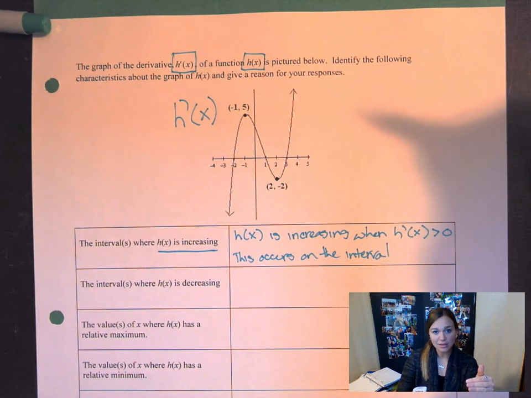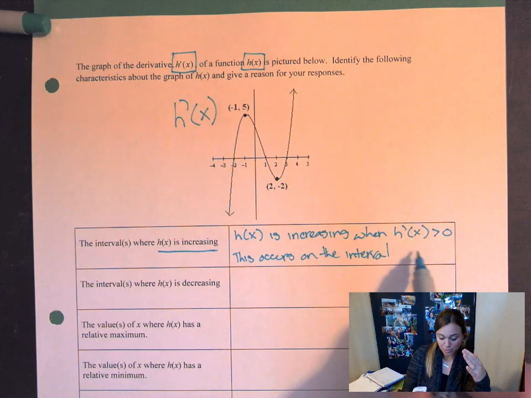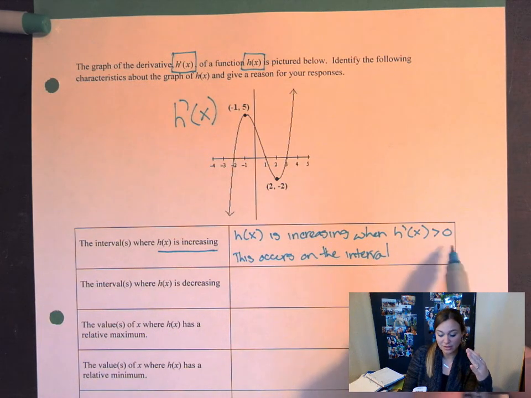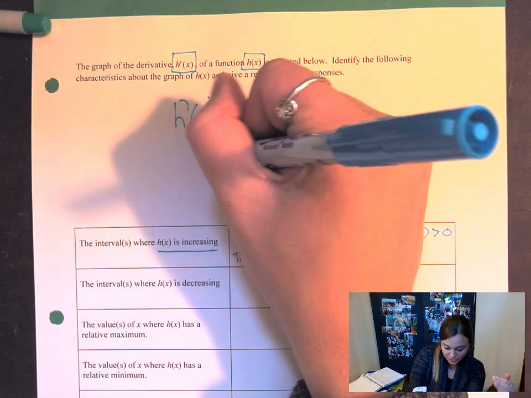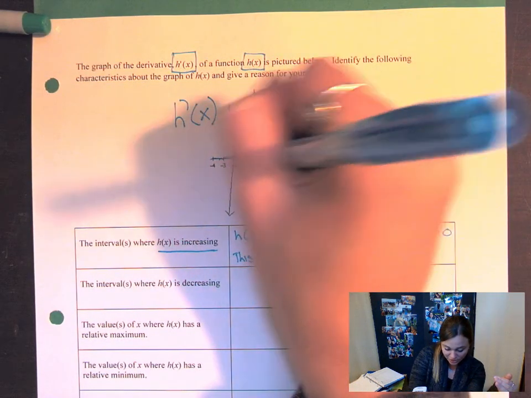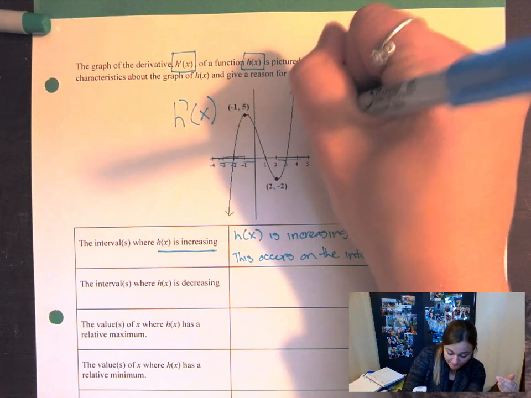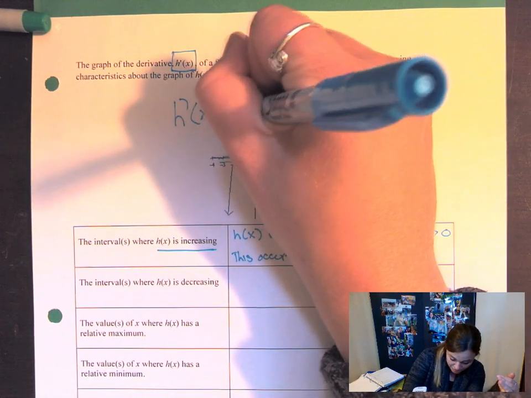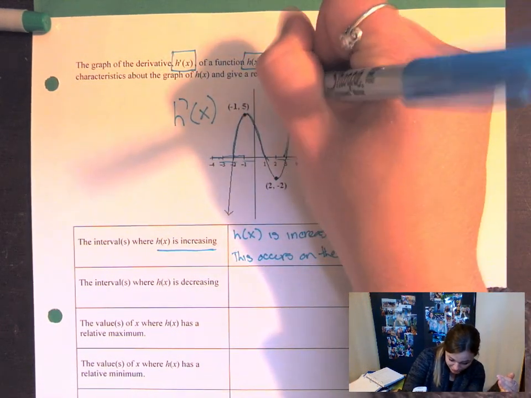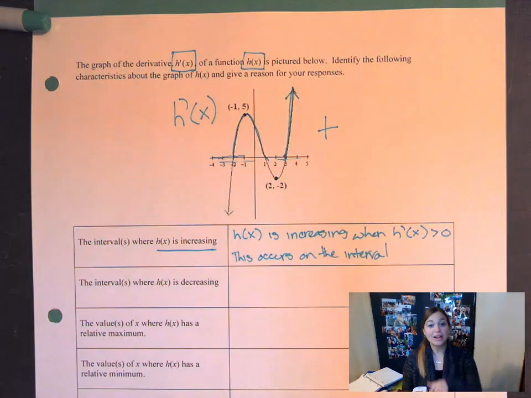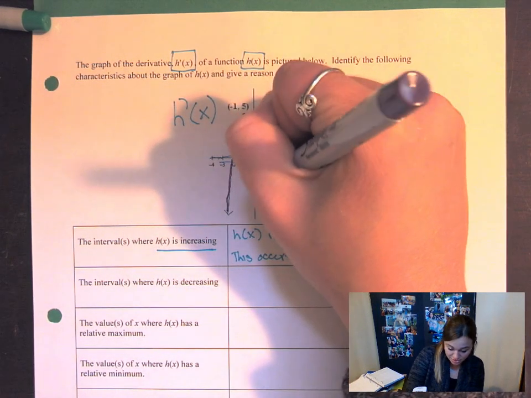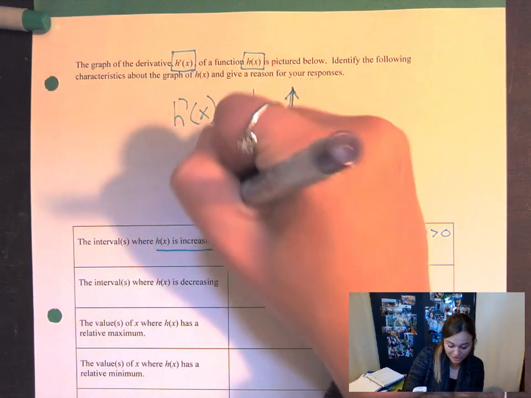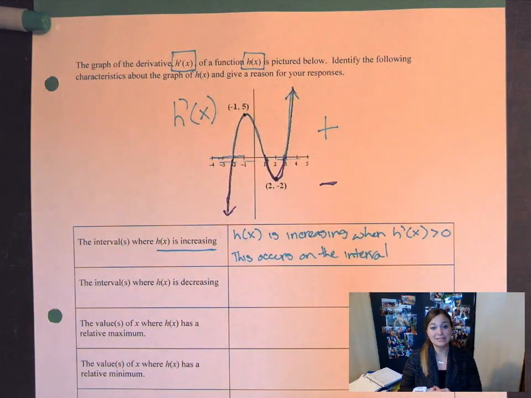So what you need to think about is, okay, I said when h prime of x is greater than 0. That's another thing known as positive, or above 0. This is where h prime of x, anywhere on here, is equal to 0. Anywhere above this line, so all these values, is where h prime of x is positive. Negative is going to be below that line. Think about the function values, so the y values. That's where h prime of x is negative.